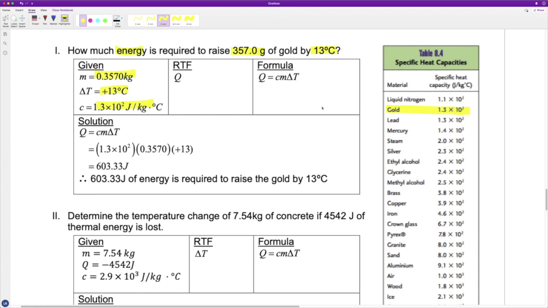So what this is, gold only takes 130 joules of energy to change 1 kilogram of its material by 1 degree Celsius. So again, compare that to water. Water is 4,180 joules.